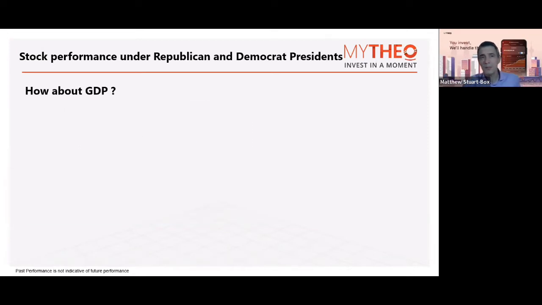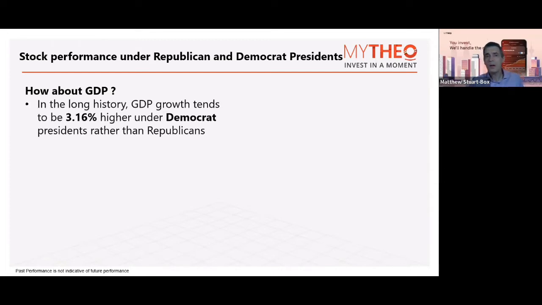First off, let's look at it in terms of the real economy, in terms of GDP growth, and so we can look at whether GDP growth in the US is stronger when there's a Republican president or when there's a Democrat president. And if you look at the long history, surprisingly, GDP growth tends to be higher under Democrat presidents rather than Republicans, which was, to be honest, a little bit of a surprise to me. I had the same kind of image as you, in terms of Republicans being, in theory, more business friendly. And yet, when you look at the data, it's a big gap, 3%.